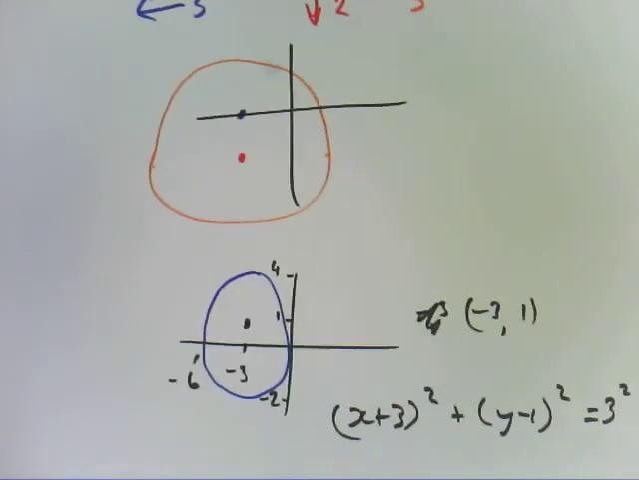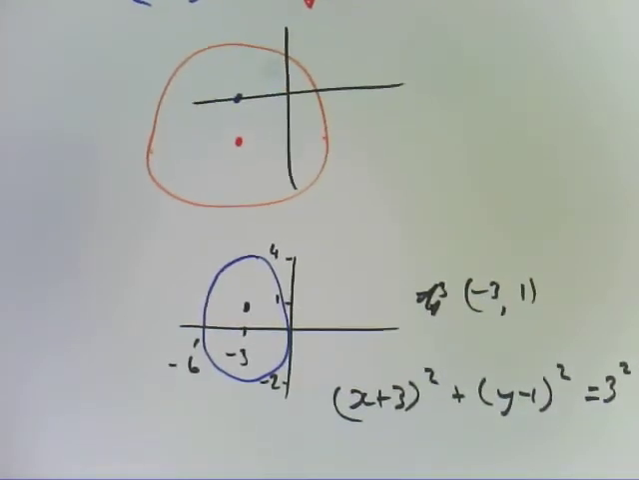Alright, so don't forget to square it. Don't forget to put the squared on it when you do that. So the final one is (x + 3) squared plus (y - 1) squared equals 9. So if you are asked to go backwards, that's how you go about it.